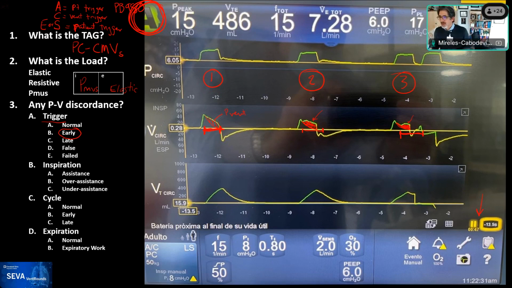All right, Jorge. So what happened here? Where do you want to take us now? Well, at this moment, we should think of what you would do to try to revert this situation, to treat the early trigger. Why do you think that is important in this case?